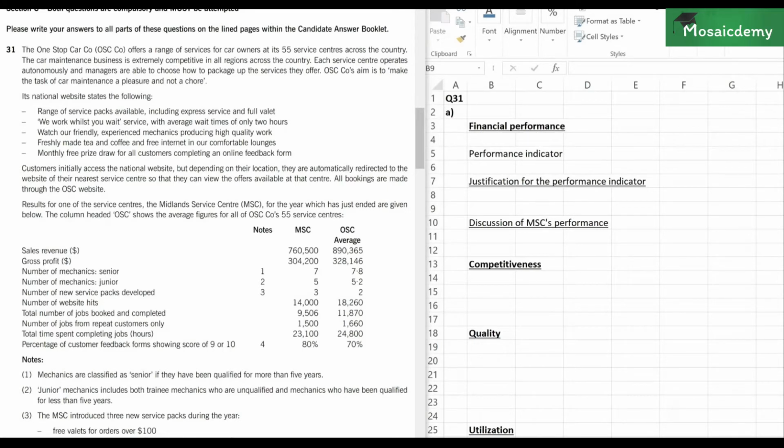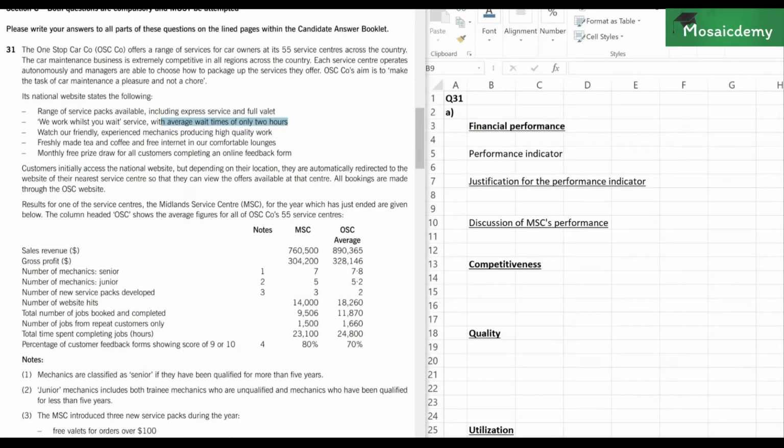Its national website states the following: range of service packs available, including express service and full valet work while you wait service with average wait times of only 2 hours. So this might be relevant, average wait times of only 2 hours, right? Watch our friendly, experienced mechanics produce high quality. All of this is just fluff. Freshly made tea and coffee, again fluff. Monthly free prize draw for all, again all of this is fluff. It doesn't seem relevant.